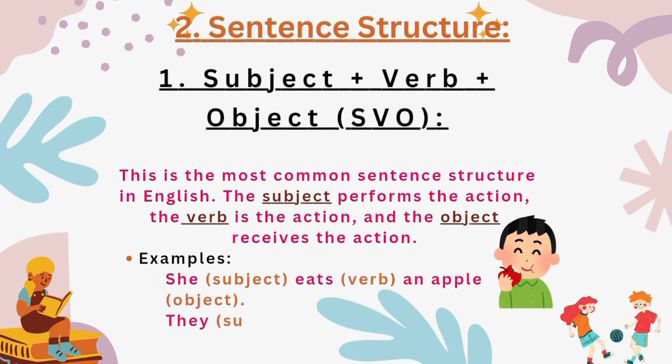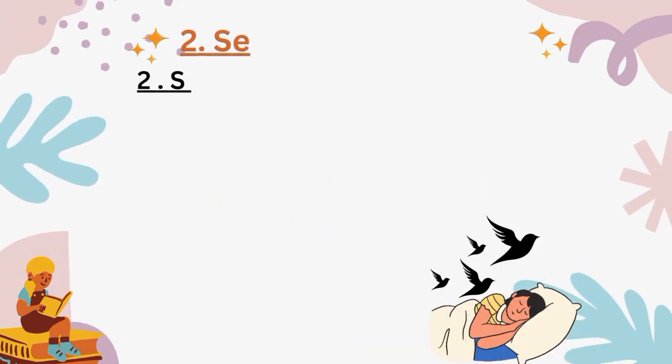Let's see the examples. She eats an apple. Now she is the subject, eats is verb and apple is object. Next example is they play football. They is subject, play is verb and football is an object. Now see, why is she the subject? Because she is doing the action. Eats is the verb because it describes the action and apple is the object because it is receiving the action of being eaten. In the next example, they is the subject because they are performing the action. Play is the verb because it describes the action they are doing. Football is the object because it is the thing being played.